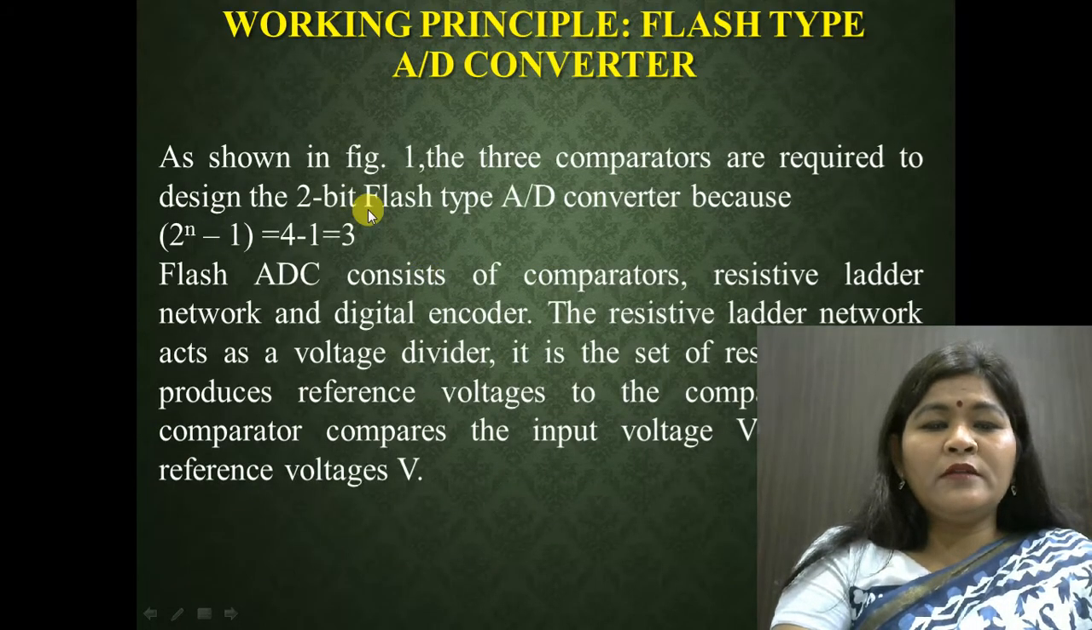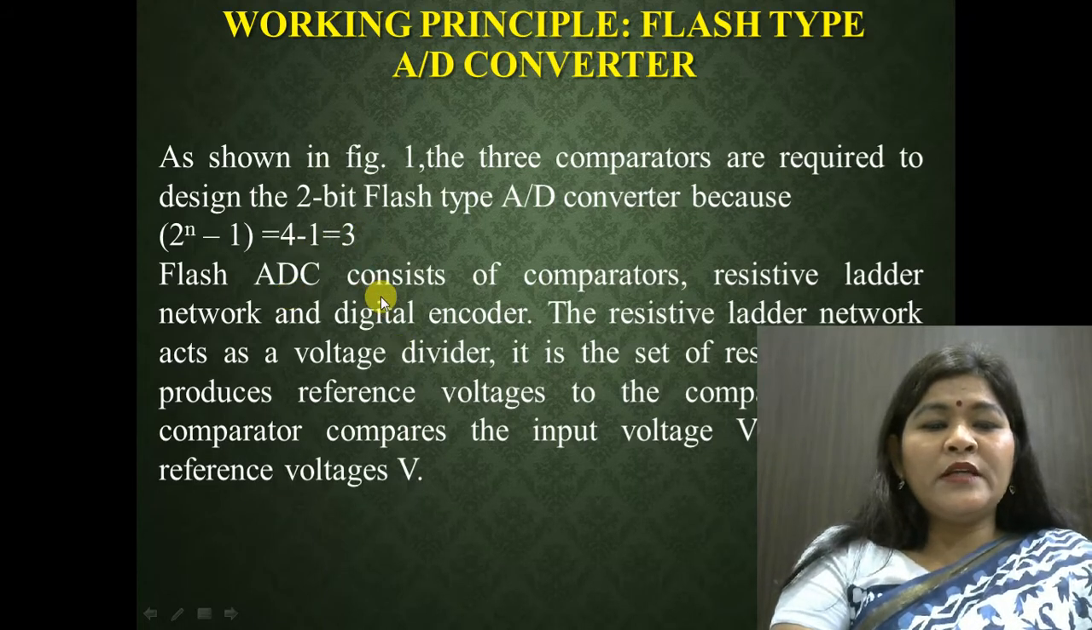Now how to calculate the total number of comparators required in the circuitry. Let us consider the 2-bit flash type A to D converter, because this is the formula: 2 raised to the power n minus 1, where n is the number of bits. So here we will consider the 2-bit flash type. This will be equal to 2 raised to the power 2 minus 1, which is 4 minus 1, and this is equal to 3.